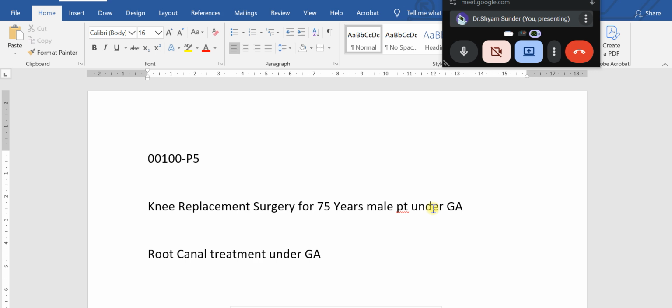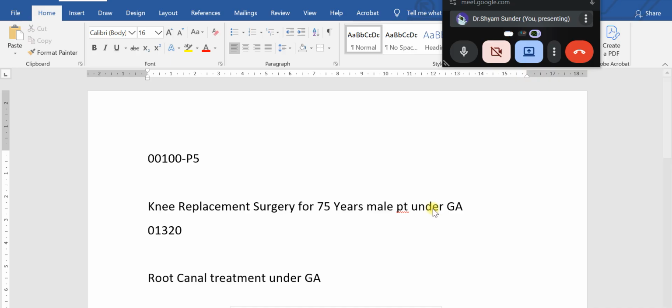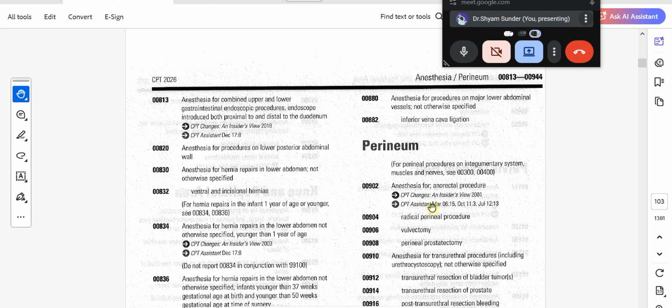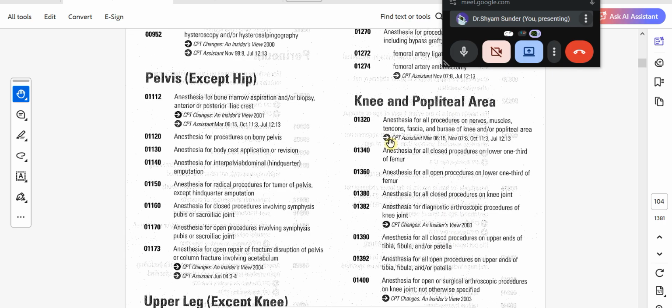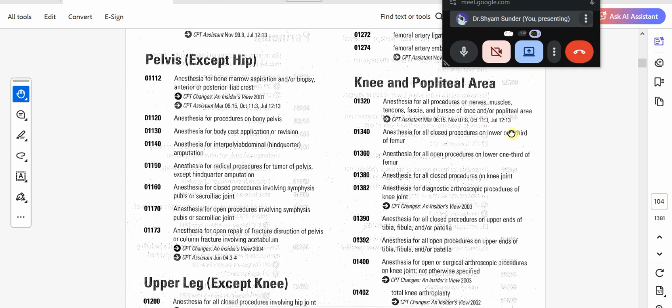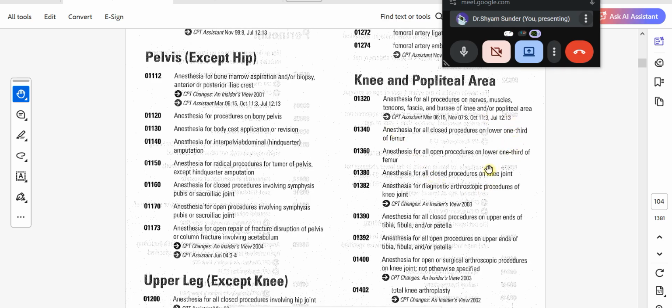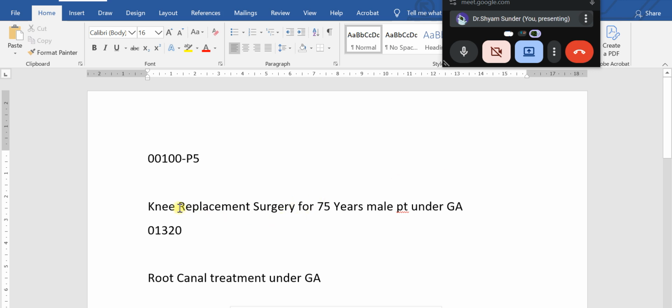Now you know where to go. 01320. Yeah, you're under the right heading. 132. And see, for all procedures of nerves, muscles, tendons, fascia, bursa, knee, under popliteal areas. So I'll put it as knee joint replacement.